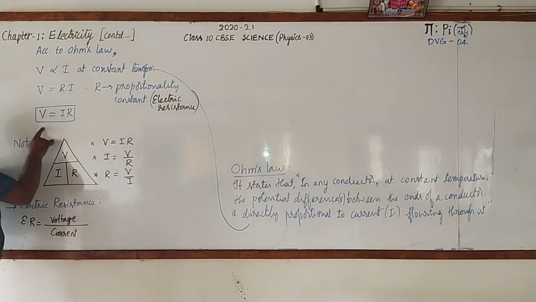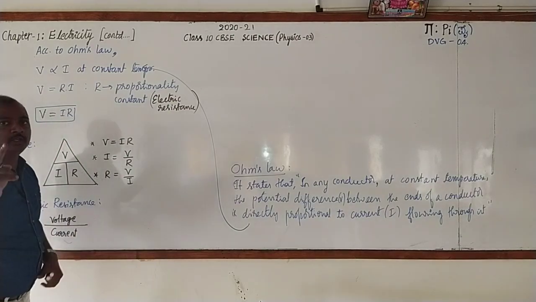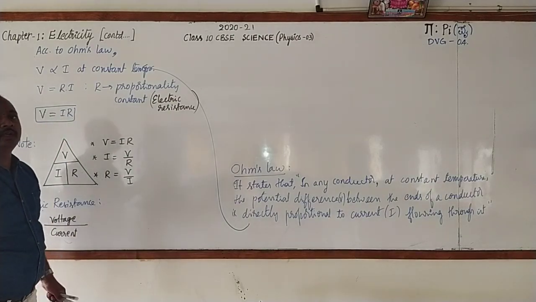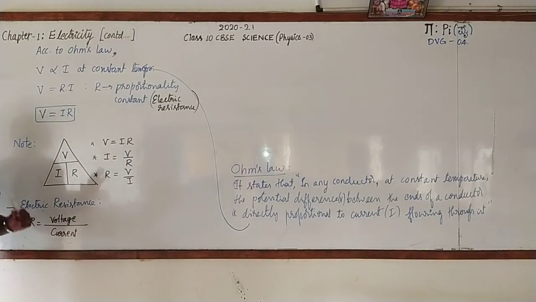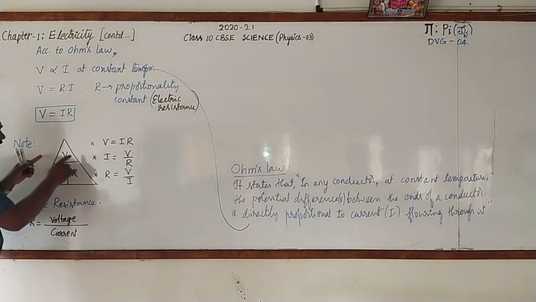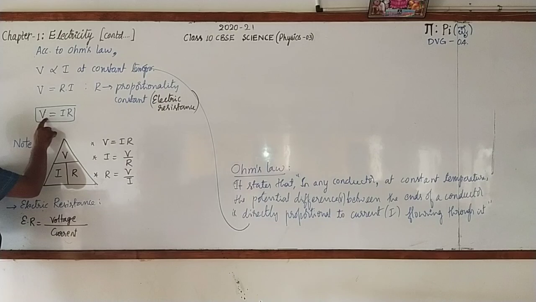Here there are three physical quantities. One is voltage, second one is current, and third one is resistance. So when you know any two quantities, you can go for finding the third quantity. Therefore I have written that in a simple way. Observe it. V equal to I into R. I have written it in a triangle by making it three parts.